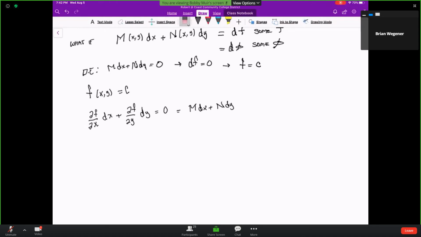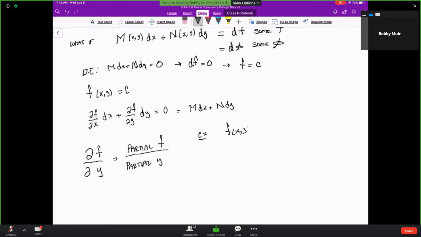Hey Bobby, are those twos or is that a weird symbol? Because I've been writing those as weird symbols for a while. Yeah, they are not twos. You came in a little late, I think. It's supposed to look like a scripted D. So this is read partial f partial y.